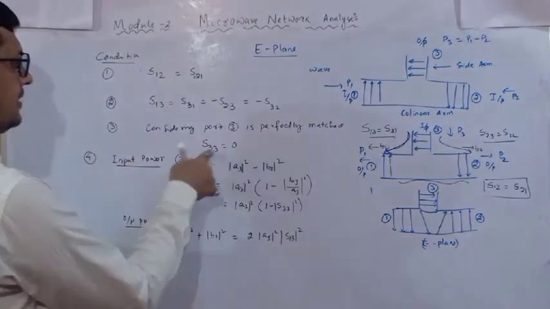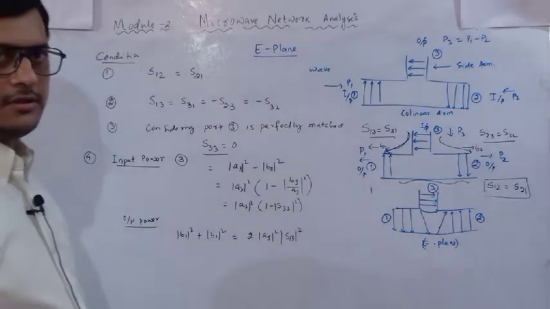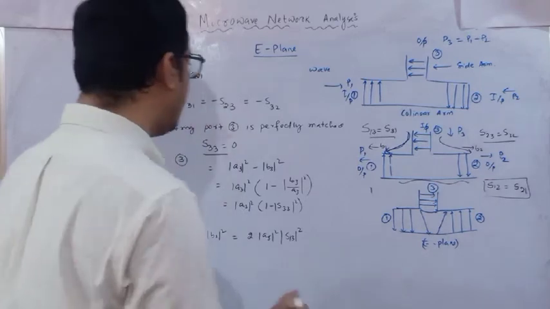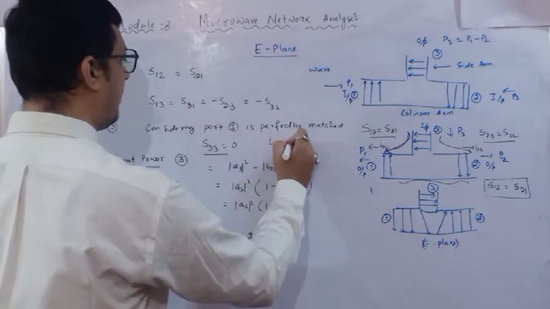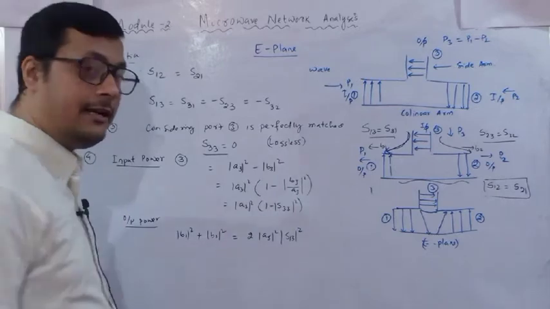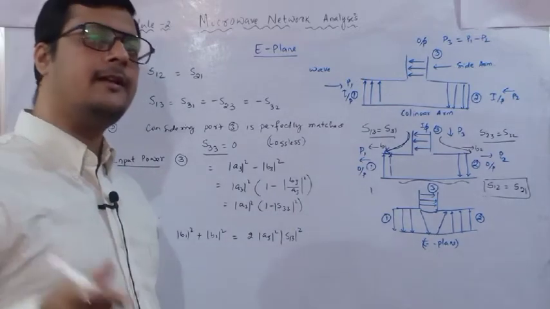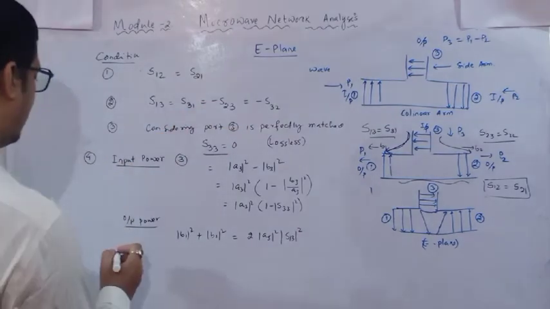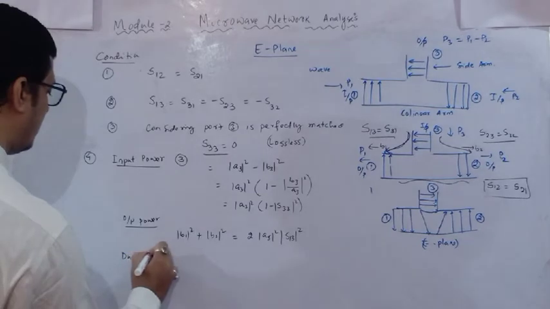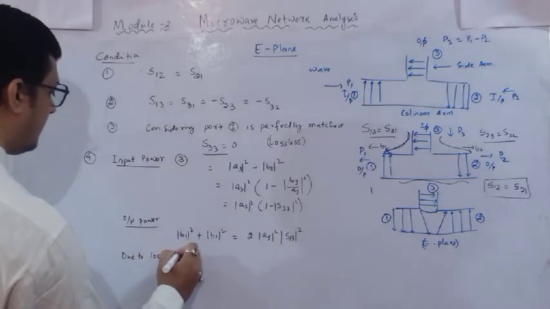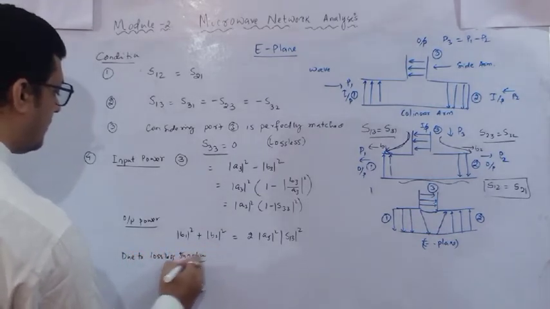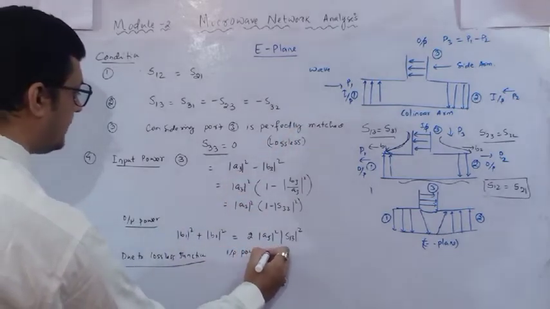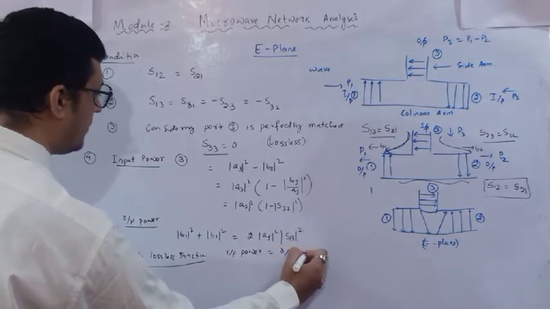It is considered as perfectly matched. S33 is equal to 0 and we are considering the junctions are lossless in nature. Here I will consider it is lossless. If it is lossless, that means whatever input power we are giving, the same output power we are achieving. So here I will write, due to lossless junction, at port 3, input power is equal to output power.